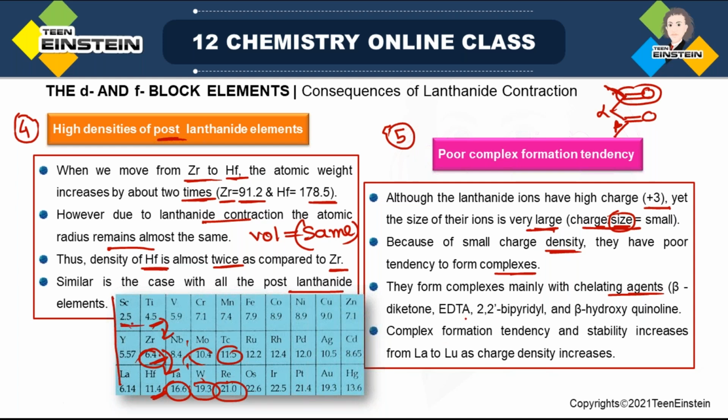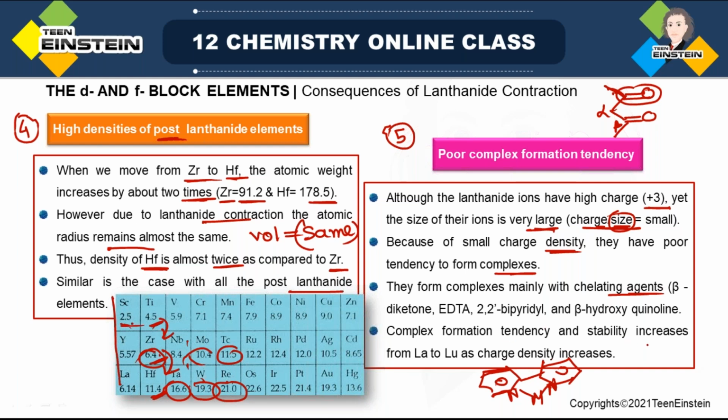Then EDTA, ethylenediaminetetraacetic acid, and 2,2'-dipyridine. It is two pyridines connected together. So see, this is a bidentate ligand, two donating sites are there. Then 8-hydroxyquinoline. So in all these ligands you will see more than one donating site is there. That means they are chelating ligands. They will form some ring structure after binding with the metal.